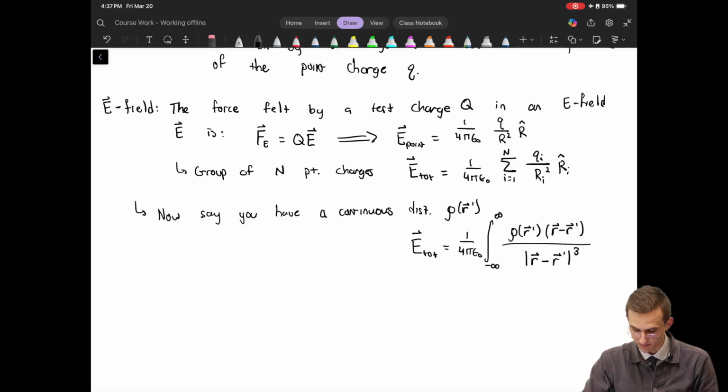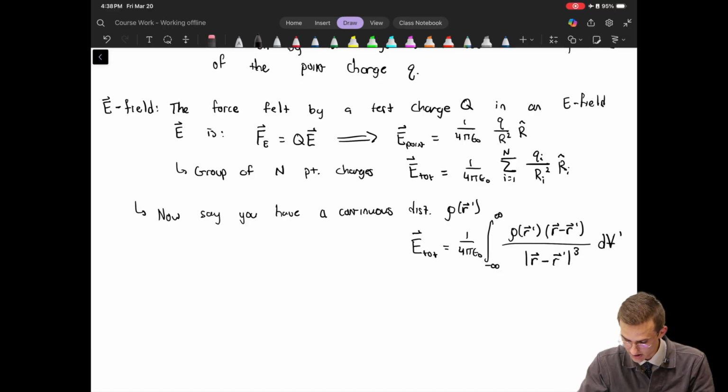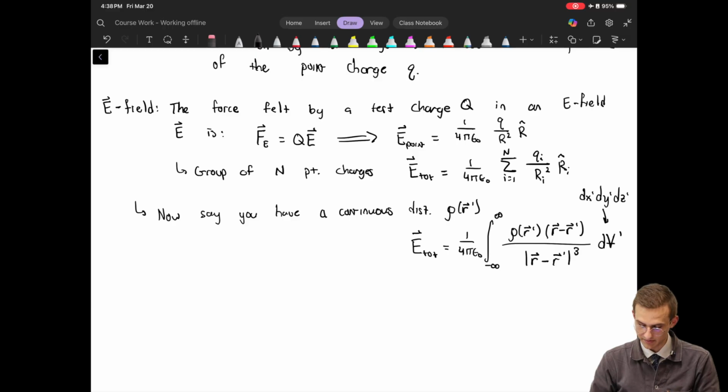Before I had the square on the bottom and then a normalized vector on top, the R hat. Now I have a non-normalized vector on top, so I need to pick up an extra magnitude on the bottom. And then we're integrating over dV prime, the location of the source charge material, that distribution of charge. Just to be clear, that dV prime is actually dx prime, dy prime, dz prime. It's a volume integral, so I'll even put a little v under the integral sign just so that's clear.